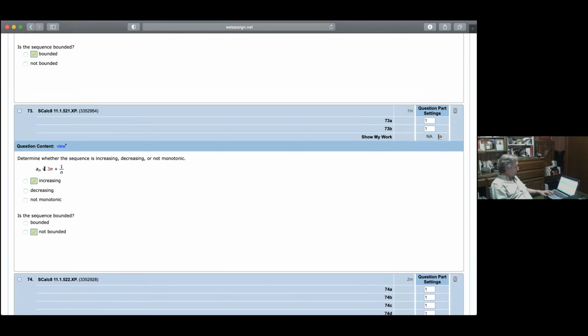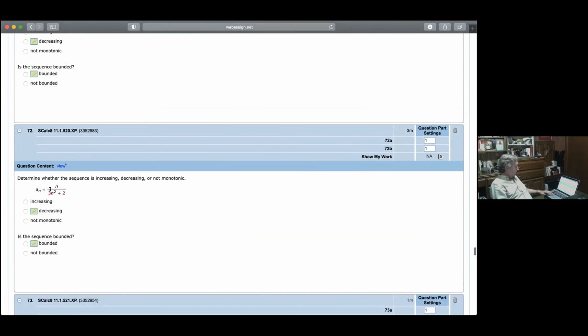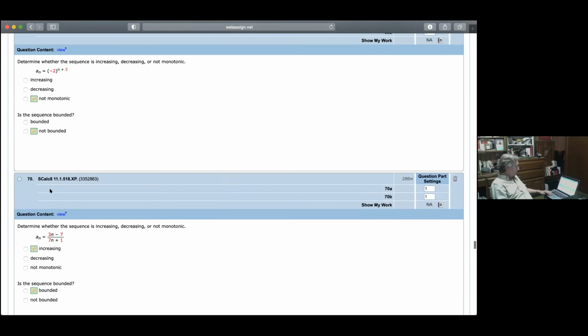What do you think happens when you have 3n plus 1 over n? The 1 over n gets smaller, but this gets bigger. The book says it's increasing. Is it bounded? The book says it's not bounded, but you can think that out. So we have more than that. So I hope I'm not making you dizzy by going along here. So we have increasing, decreasing, several examples, you see, several kinds.